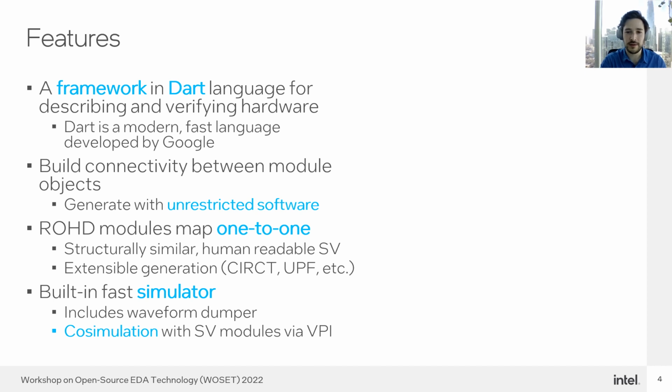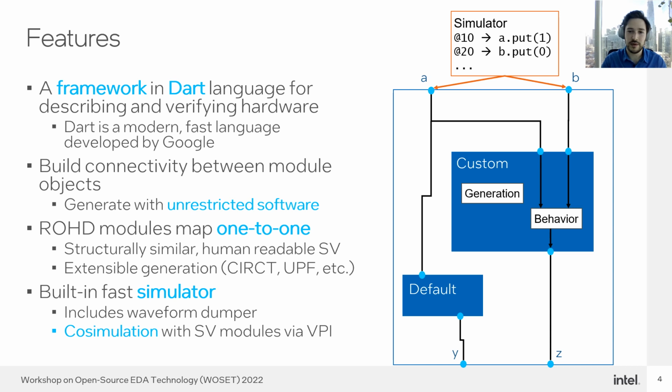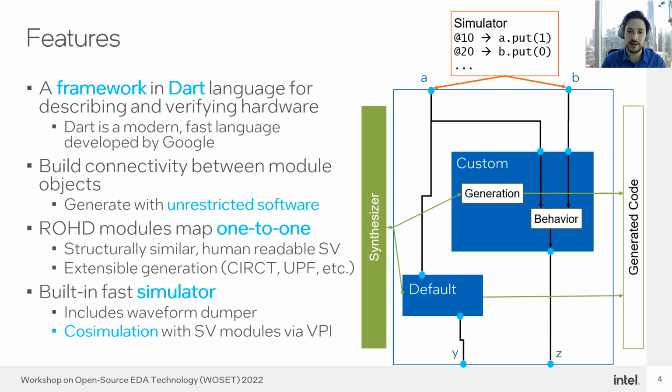ROHD also includes a built-in, fast, event-based 4-value simulator. It includes a waveform dumper and supports cosimulation with SystemVerilog simulators through VPI. Synthesizable primitive or custom objects define both simulation functionality and conversion behavior. The simulator is responsible for initiating events at arbitrary timestamps, which propagate through the design. The synthesizers are responsible for parsing the model hierarchy and generating corresponding output code, such as equivalent SystemVerilog.